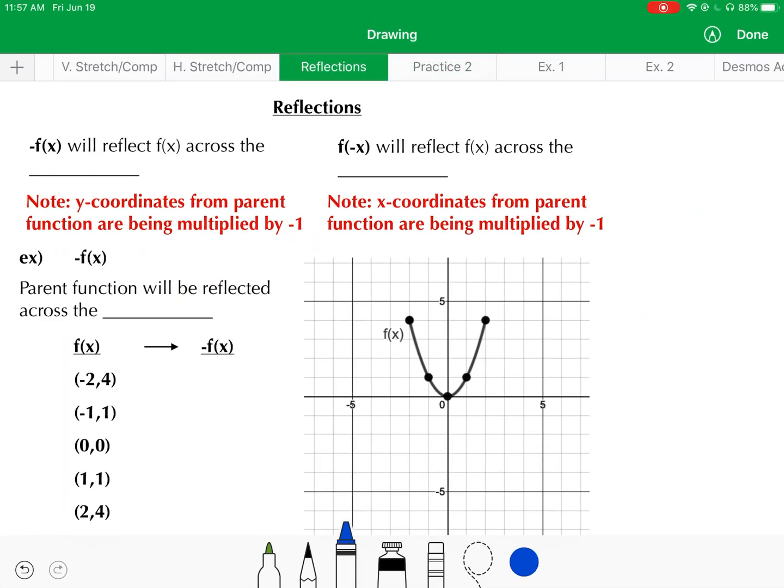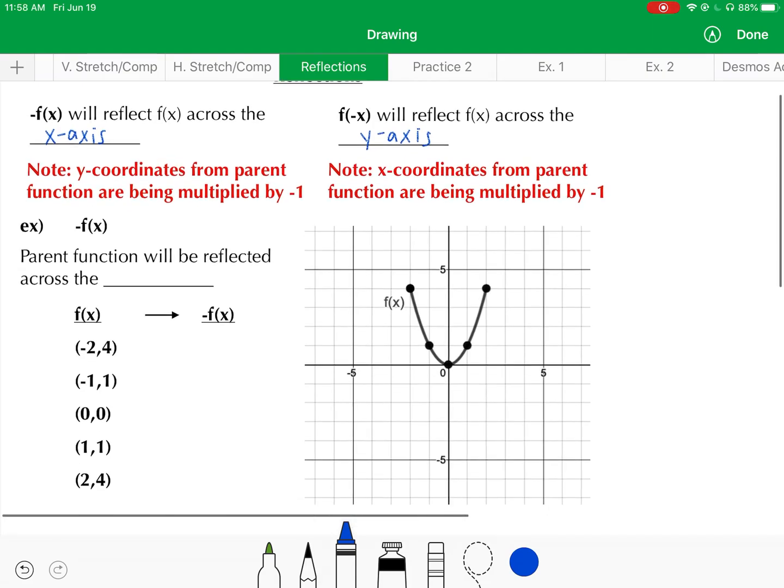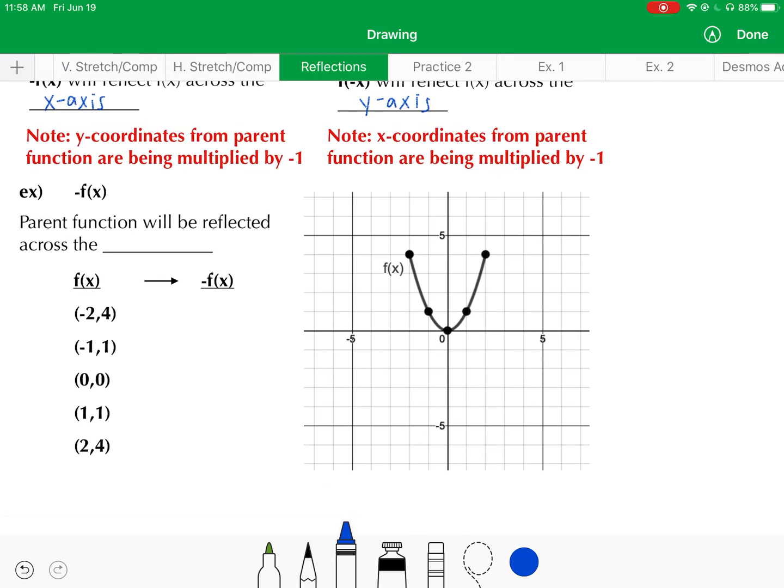Okay. So we just saw that negative f of x will reflect f of x across the x-axis. It's the y-coordinates from your parent function that are being multiplied by negative 1 in that case. And then f of negative x will reflect f of x across the y-axis. And that's because it's the x-coordinates that are being multiplied by negative 1 from your parent function.